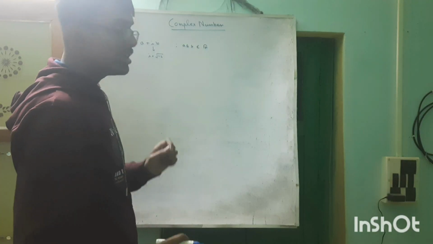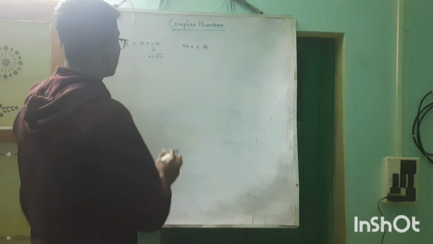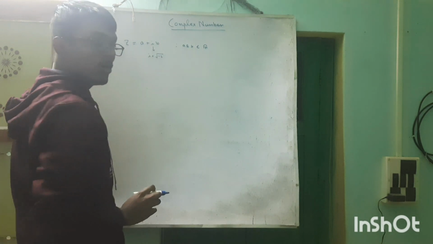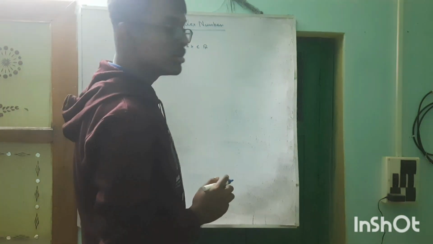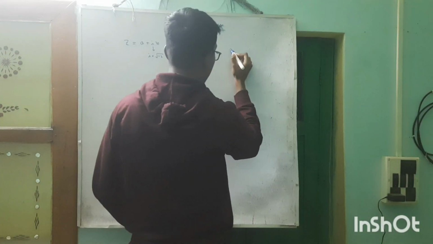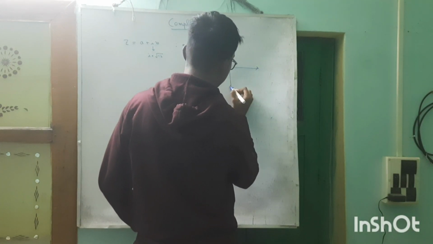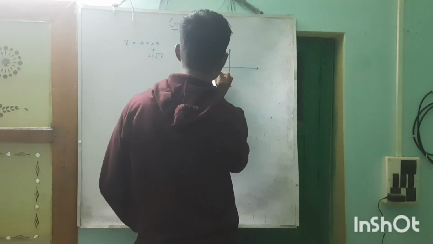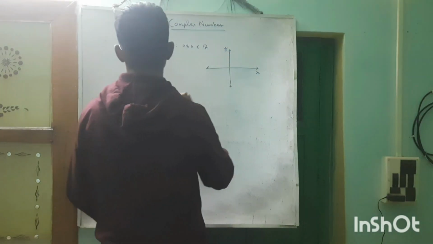For real numbers, we represent them on a real line. Now for any complex number, we represent it in a complex plane. We call it the Argand plane. So let's see. This is the x-axis, this is the y-axis.